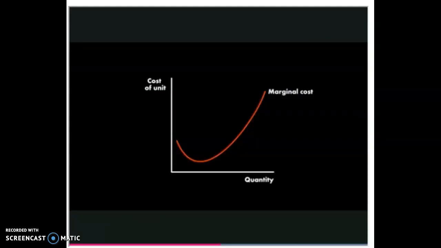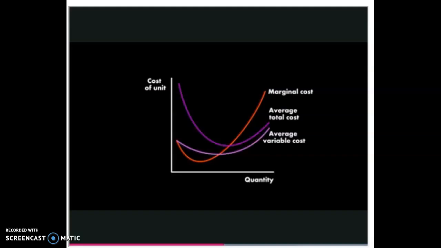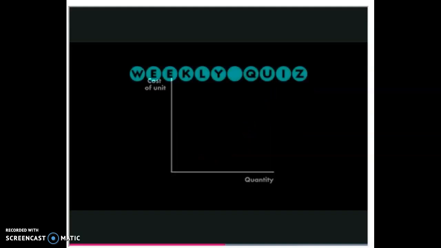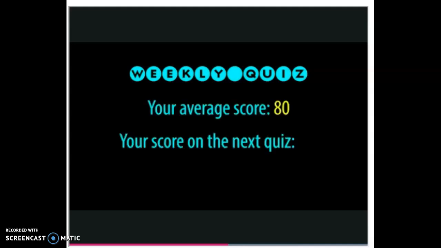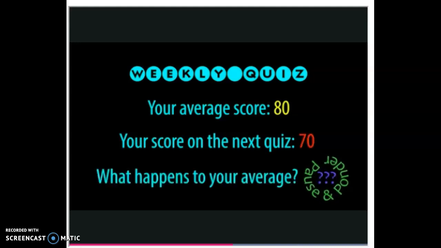Next, we'll think about the relationship between the marginal cost curve and the average variable cost and average total cost curves. Suppose your class had weekly quizzes. If your quiz average were 80 and your score on the next quiz were lower than 80, say 70, what would happen to your average? The lower quiz score would pull the average down, and if your score on the next quiz were higher than 80, say 90, the new higher quiz score would pull the average up.